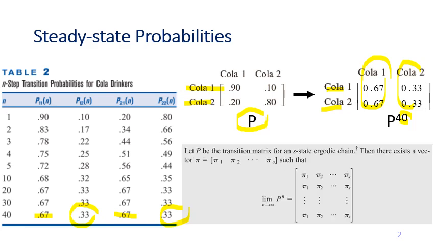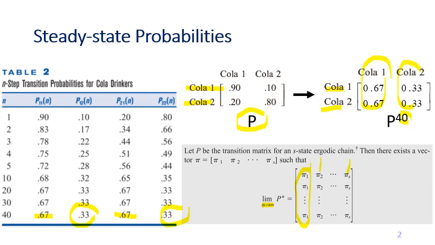So here's the theorem. It says let P be the transition matrix for an S-state ergodic chain. Then there exists a vector pi, which consists of pi 1, pi 2 up to pi s, such that when n is approaching infinity, you will have P to the power of n, or in other words, the n-step probabilities, that look like this. You can notice that the first column is always the same, pi 1. The second column is always pi 2. The s-th column is always pi s.